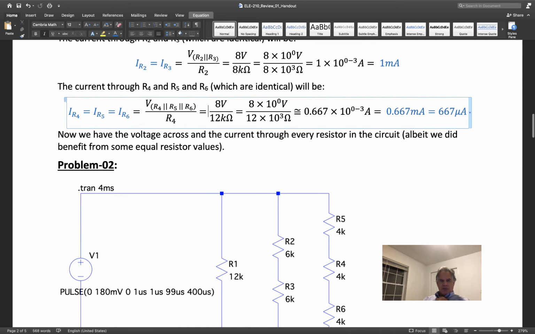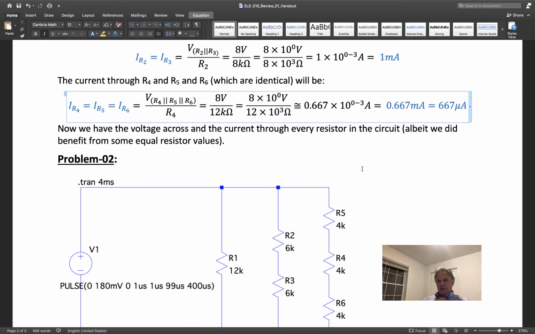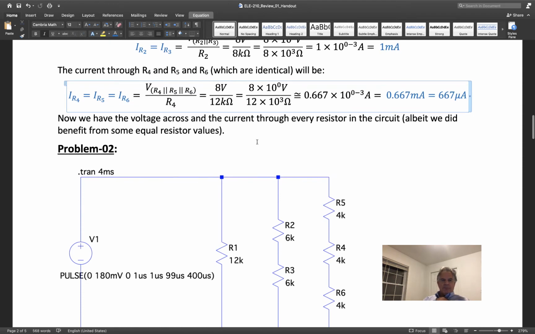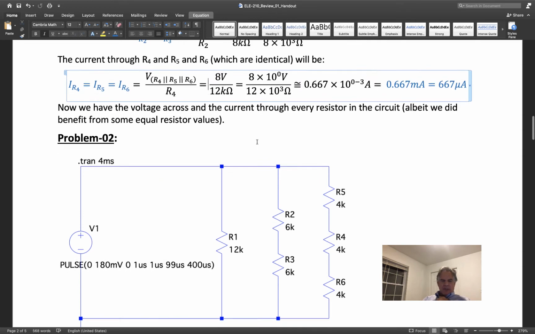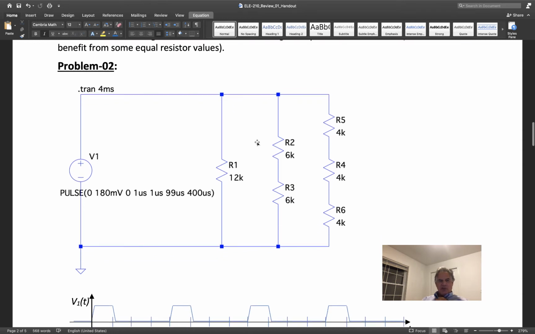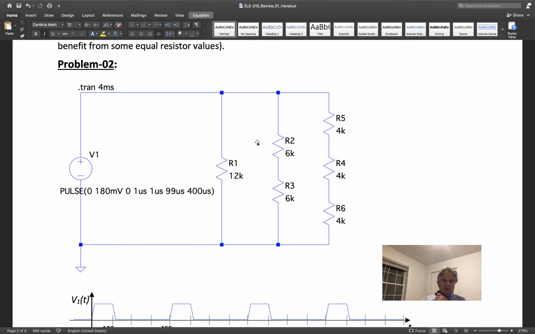Now we have the voltage across and the current through every resistor in the circuit, albeit we did benefit because I set the problem up with a lot of equal resistors to make things compute more directly. We're going to see that also in problem 2 here. In problem 2, I've just changed things a little bit. Instead of a series combination of parallel resistors, I've got a parallel combination of series resistors. Just trying to show generality here.